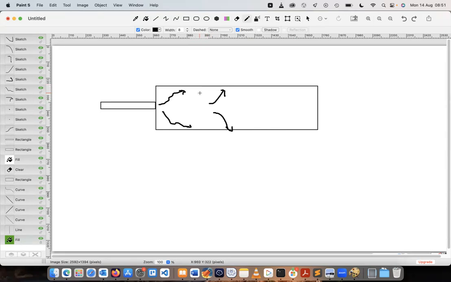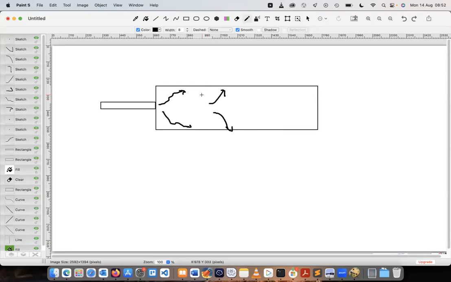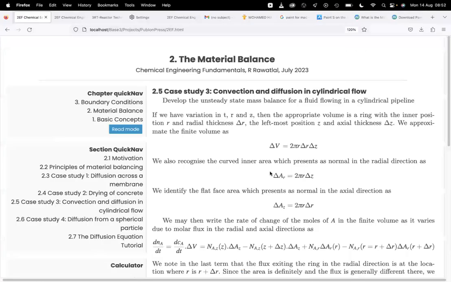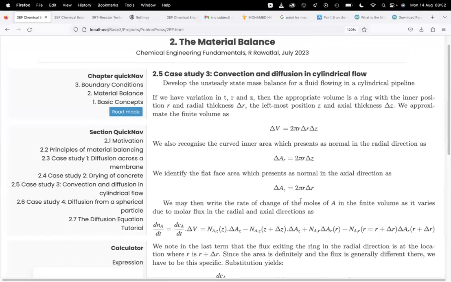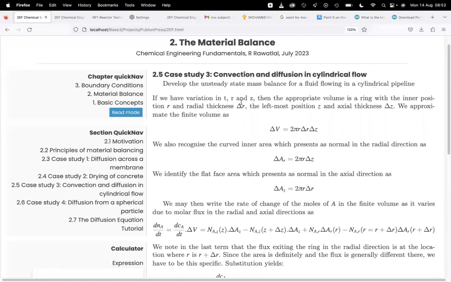So because of the local low concentration of A in the liquid, there's a tendency for A in the bulk of the liquid to start diffusing towards that low concentration. Okay, so we do expect that there might be radial gradients there. So that's what we can say in terms of r. We do expect that there may be radial gradients.